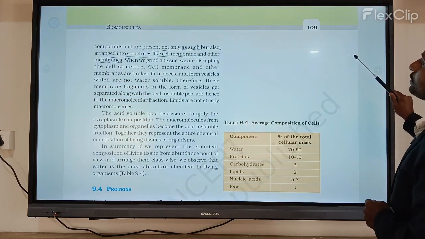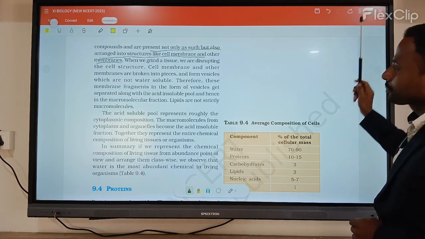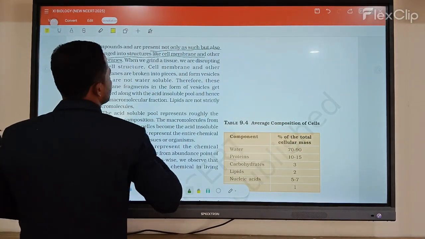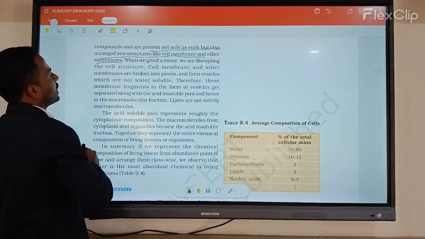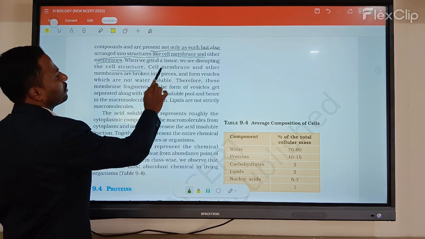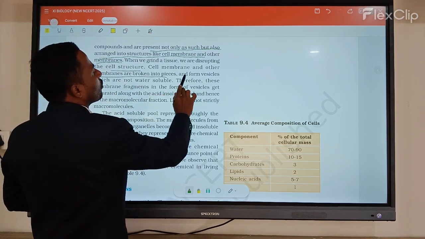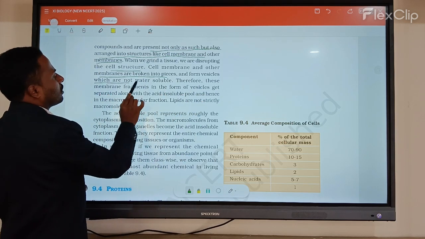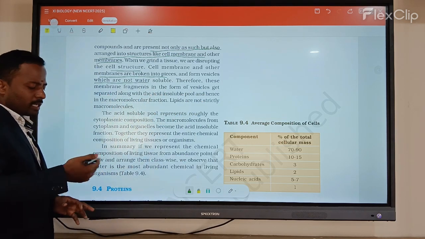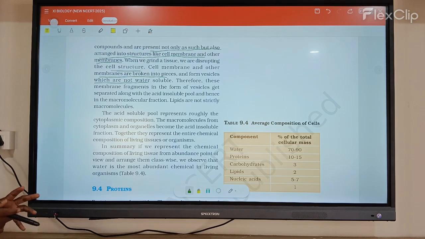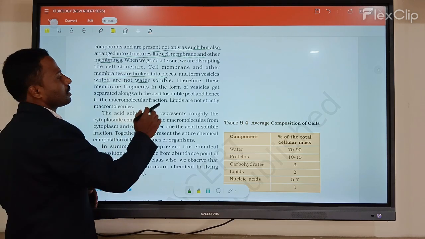Next, when we grind the tissue and disperse the cell structure, the cell membrane and other membranes are broken into pieces in the form of vesicles, which are not water soluble. So if you do a complete grind, they are still not water soluble.